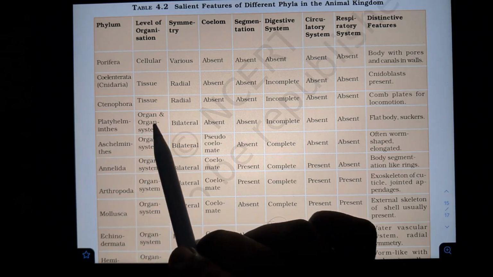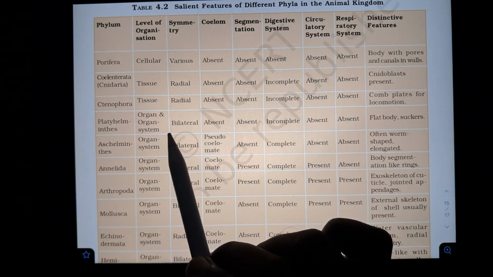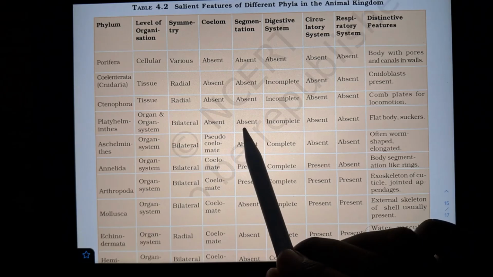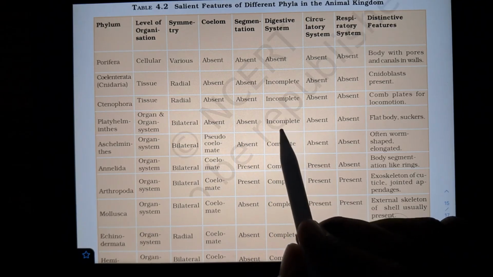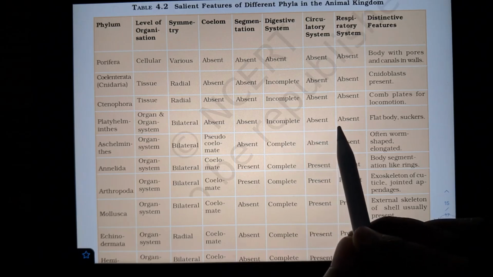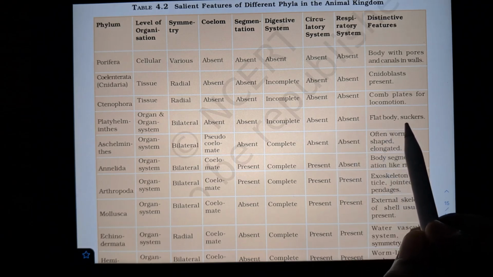Platyhelminthes: organ system level of organization, bilateral symmetry, acoelom, no segmentation. Digestion is incomplete. Circulation is absent. There is no respiratory system in Platyhelminthes. The distinctive feature is a flat body with suckers.